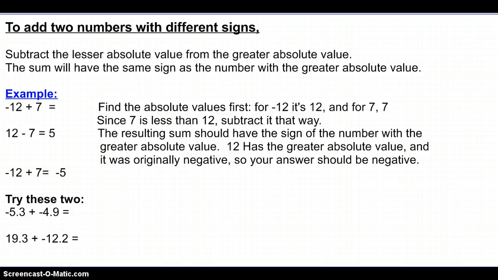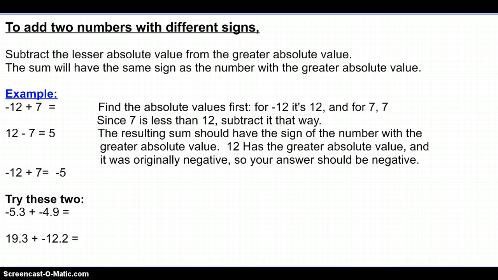Since 7 is less than 12, you need to subtract it that way. So we're going to do 12 minus 7 to get 5. Okay? The answer should always have the sign of the number with the greater absolute value. 12 has the greater absolute value, and it was originally negative, so your answer should be negative. So negative 12 plus 7 is negative 5.